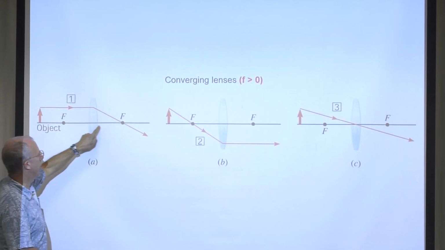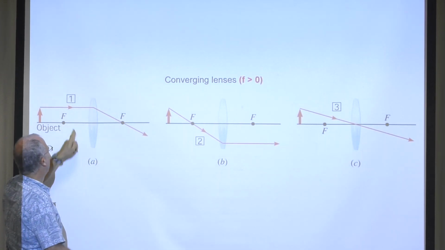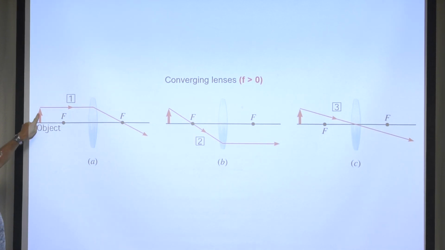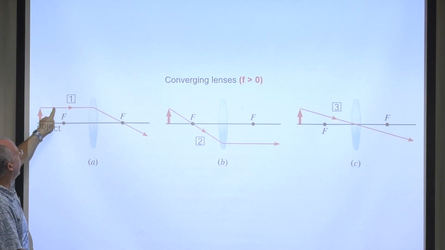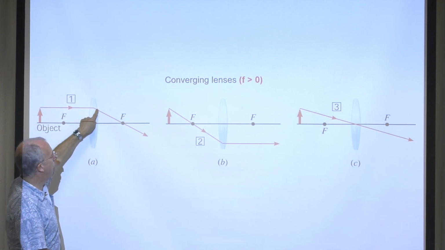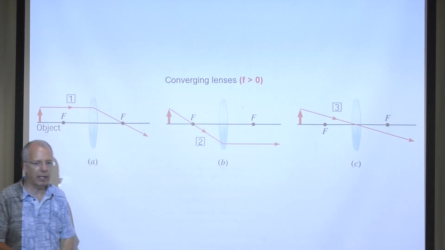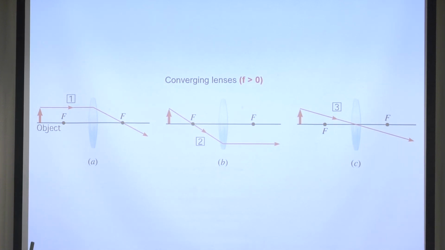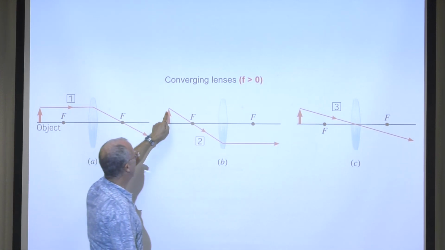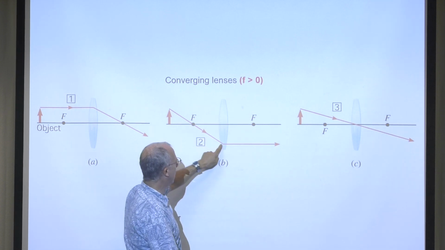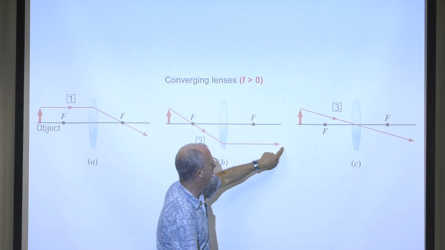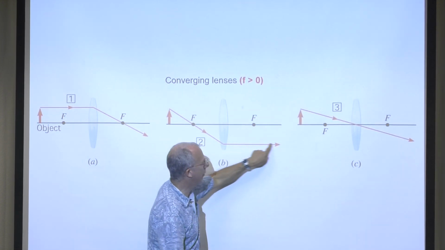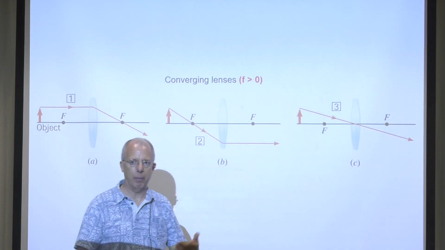You draw your focal points, both sides. All right? And then here you go. So you go from the top of the object, parallel in, and then focal point out. That's easy to remember, right? Parallel in, focal point out. So there's one. Let's do this one. Focal point in, parallel out. Right? Focal in, parallel out. That's just how I remember it.